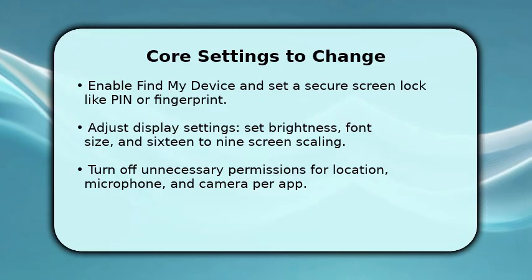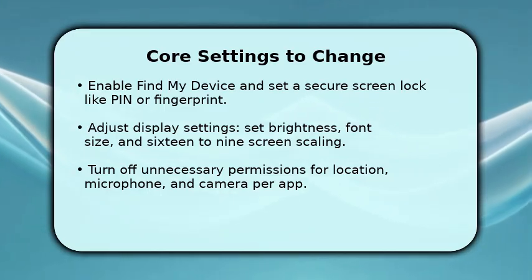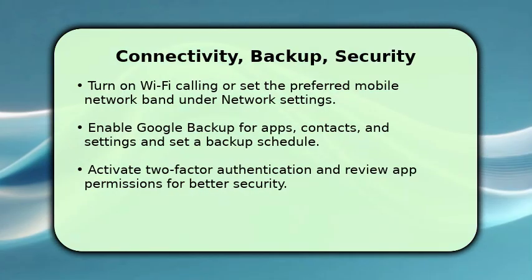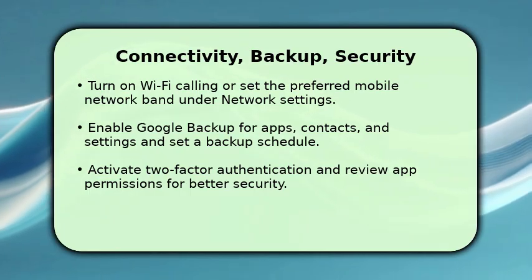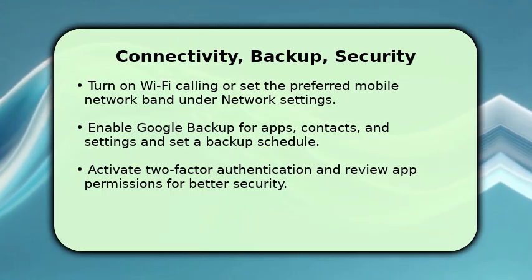Set autoplay and background data limits for apps to reduce unwanted activity and preserve battery life. Turn on Wi-Fi calling if supported and choose the preferred mobile network band under Network Settings. Pair Bluetooth devices from the Bluetooth menu and manage device permissions for stability.